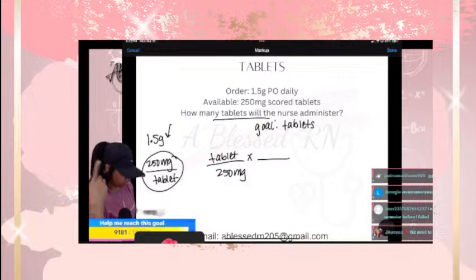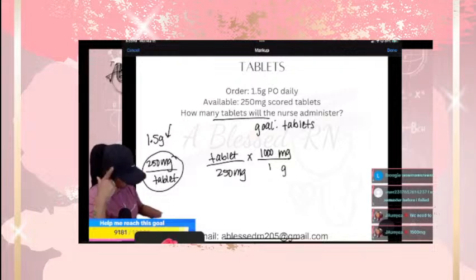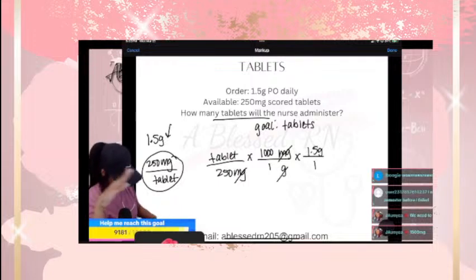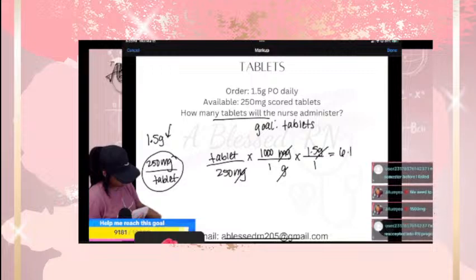We have grams, so we need to put a conversion. We'll do our milligrams on the top, so they'll cross out, and your grams on the bottom. We know that there are 1,000 little crumbs in one big cookie, so 1,000 little milligram pieces make one big gram, okay? So therefore, that's done. Now we can put our 1.5 grams. It doesn't have any partners, it's by itself and it crosses out, and now we can solve. So that'll be 1,000 times 1.5 divided by 250, which would be 6 tablets to give to our patient, okay?